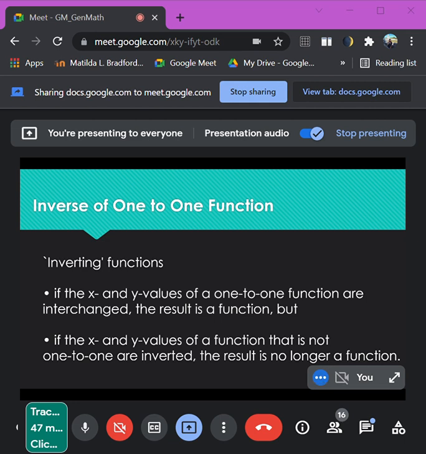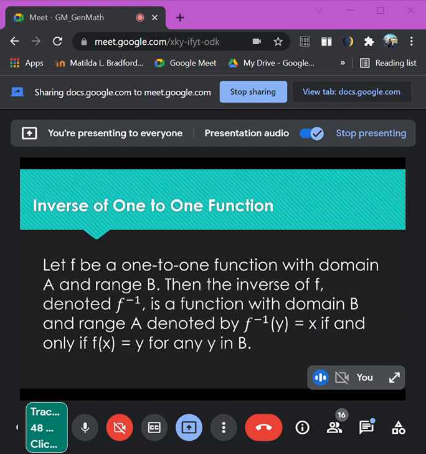Kung one-to-one ang function, inverse function na siya. If dili function or dili one-to-one function ang balihon, dili na siya function. I know somehow kanang libog siya. Pero remember lang, yung one-to-one function lang ang naay inverse function. Ang dili one-to-one, kung balihon nimo, dili na siya function. Okay.